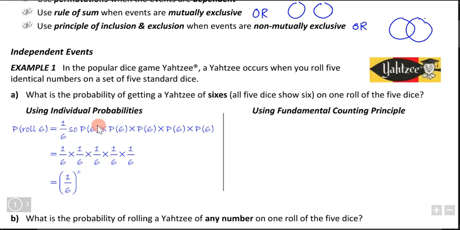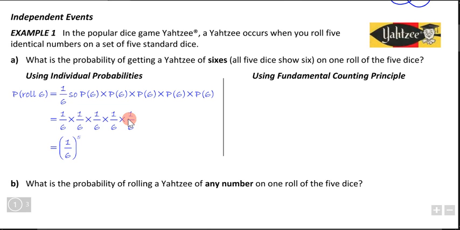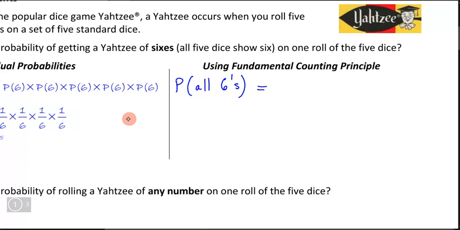So if you individually counted them, you would be multiplying the probability of getting a 6 on each dice. That's 1 out of 6 for each dice roll, and if you're rolling 5 dice, then you multiply it 5 times. Then your probability would be 1 over 6 to the exponent 5. But if you use the fundamental counting principle, your event is simply getting all 6s. And how many ways there are to get all 6s is represented by n of all 6s divided by the number of outcomes in your sample space, so n of s.